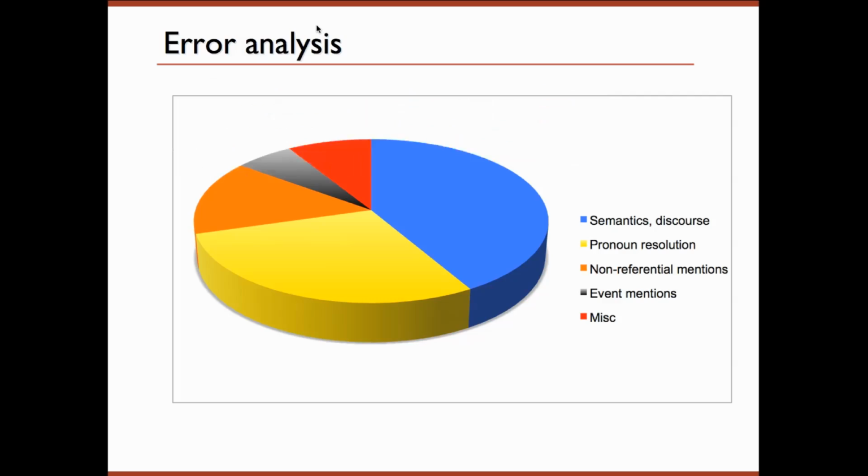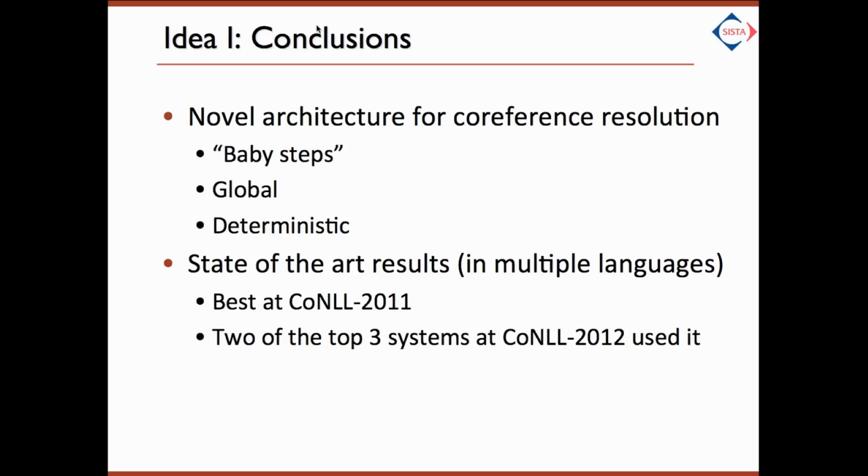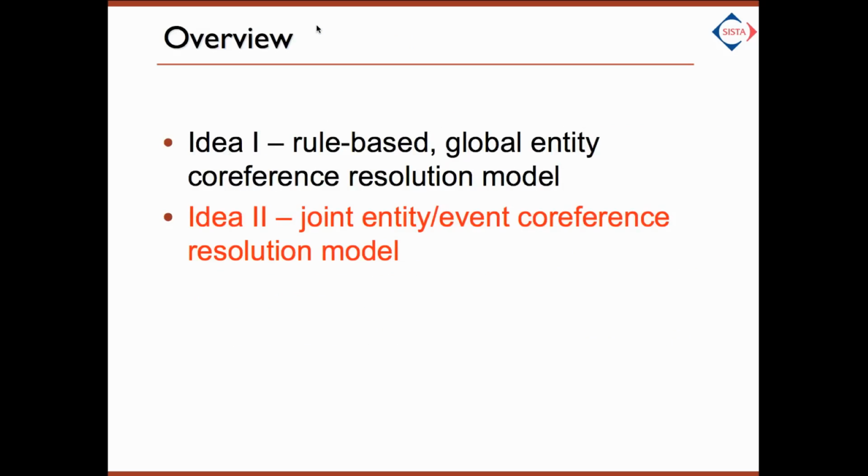All right, so this is the first part of the talk, the longest one. Basically, I'm proposing a novel architecture for coreference resolution. And the baby steps, I think, is a major contribution. Also, the fact that the model is global. And it's interesting that it doesn't use machine learning at all, and it still obtains state-of-the-art results. All right, so let's move on to event coreference.